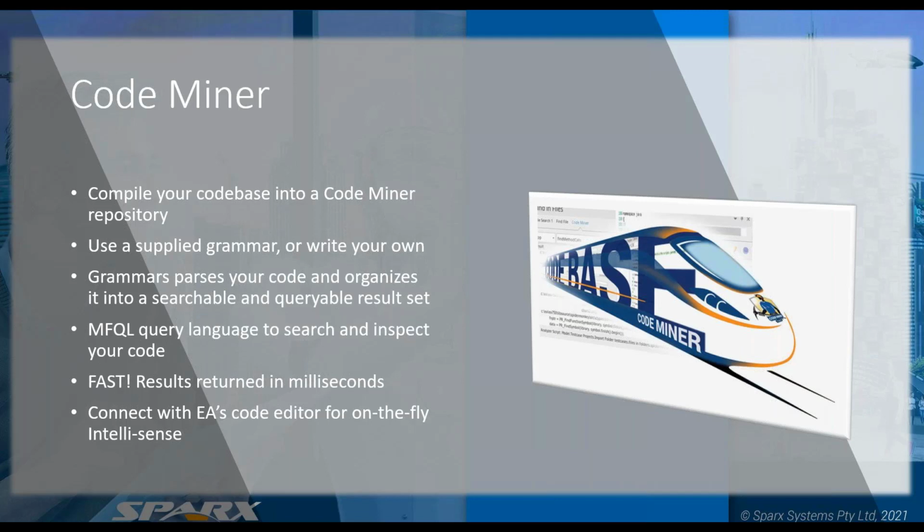To do this, Enterprise Architect uses a grammar. So whether it's one that we supply or one that you can write yourself. I think by default we include C#, C++, and Java. And then you have the option of writing your own to support other code bases as well. What it does is sucks in your code into Enterprise Architect and builds up a searchable and queryable result set, useful for doing things like refactoring your code or creating IntelliSense for your code as well. It uses the MFQL query language to search and inspect your code, so it depends on what you want to build up, and it is super quick.